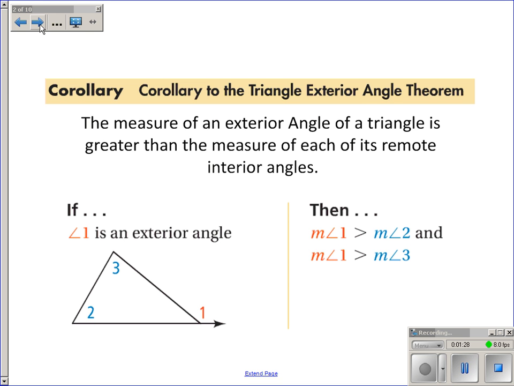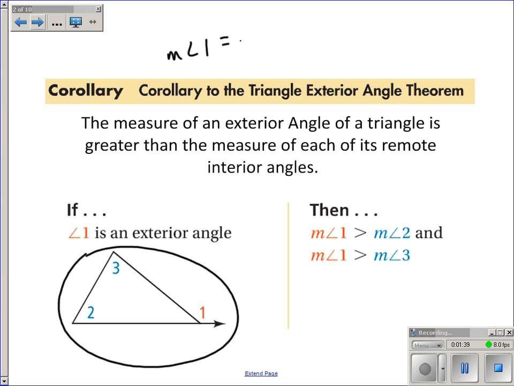Before we talk about the corollary, let's remember what the triangle exterior angle theorem said. Looking at this picture, we know that the measure of angle 1 is equal to the measure of angle 2 plus the measure of angle 3. In other words, the exterior angle is equal to the sum of the remote interior angles.